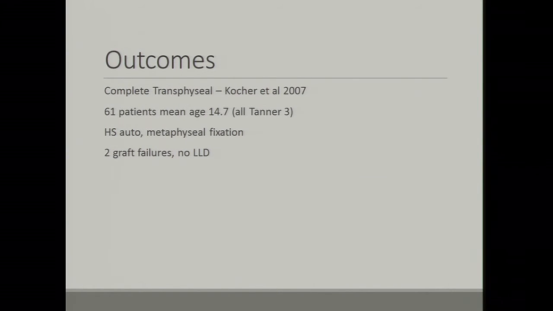So getting on to older kids, almost 15 years old, approaching skeletal maturity but not there yet, complete transphyseal ACL reconstructions with hamstring autografts and metaphyseal fixation. Good results, 2 graft failures, no leg length discrepancies.